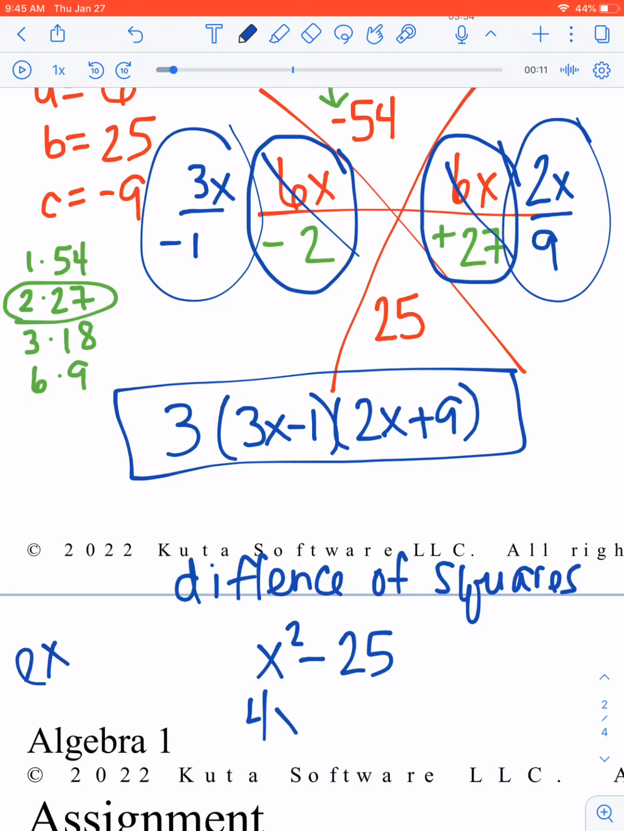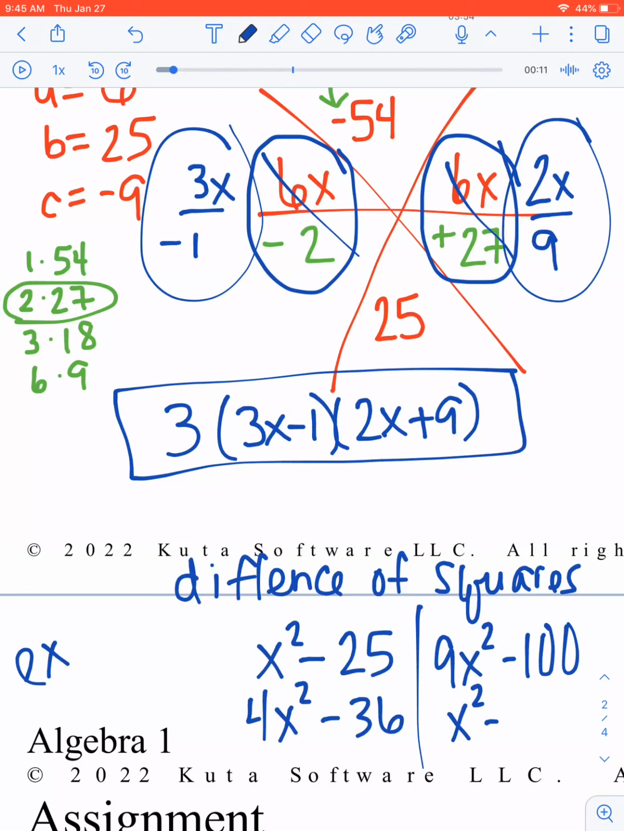4 is another one. So 4x squared minus 36. Another example would be 9x squared minus 100, because 100 is a perfect square, 9 is a perfect square. So all the numbers have to be perfect square roots. Let's see, x squared minus 64, and so on. So there's a question that talks about difference of squares.